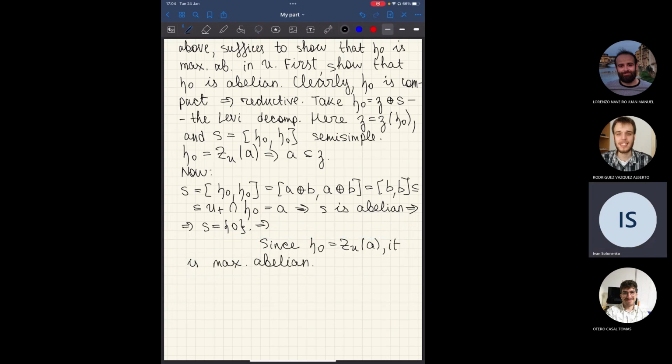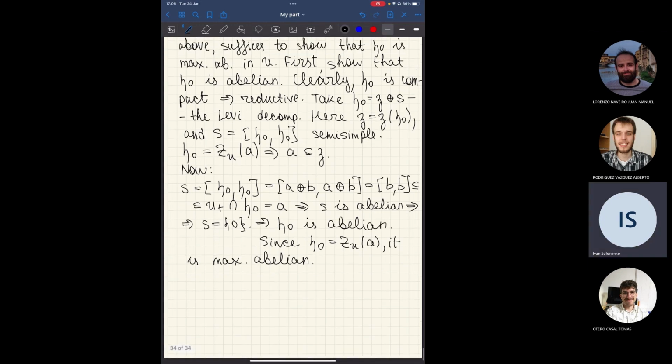Therefore, from here it follows that H naught is abelian. And then you have this argument that it's maximal abelian. Any questions about this part?